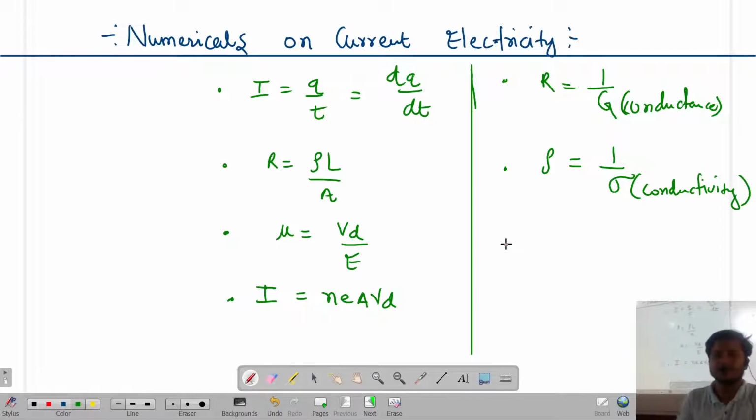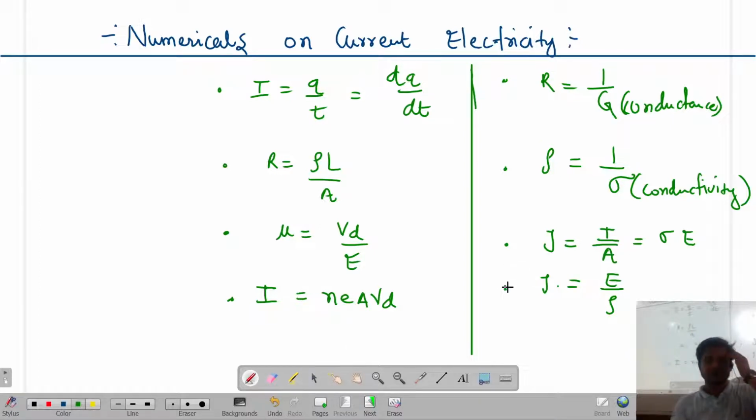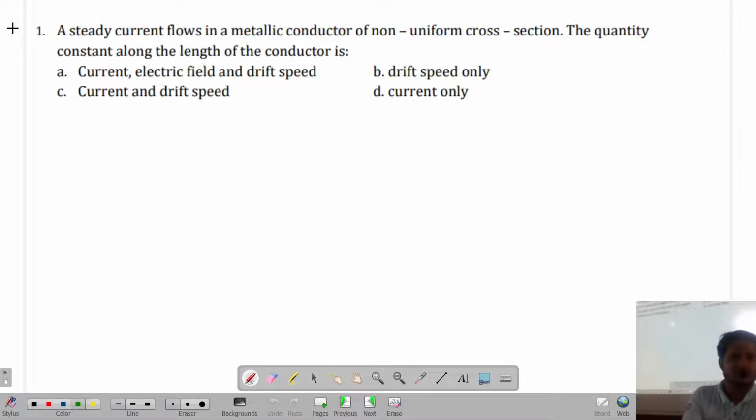After that, the next formula, the last formula involving sigma: electric current density J is equal to I by A, but it was also equal to sigma E, conductivity into electric field E, or I can write it as electric field by resistivity. So all of these, only 7 or 8 formulas, all the question paper was based on them. Different kinds of arrangement, but 90% of the problems were based upon these 8 formulas only. So I'm starting the first question.